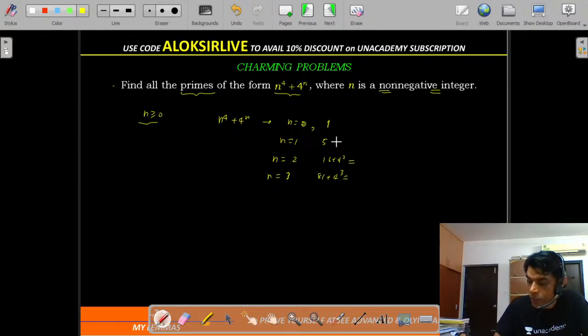N equal to 1 gives you prime 5, and n equal to 0 gives 1, so not interesting. 1 is neither prime nor composite, right? 1 was actually banned from both clubs, because if you make 1 prime, then you will lose many properties, and every theorem would have to be restructured, like the prime number theorem, those kinds of things. Okay. So 1 is neither prime nor composite.